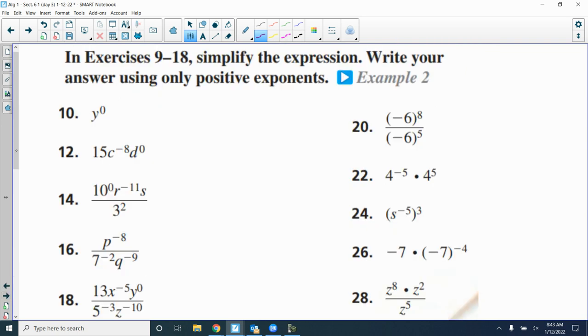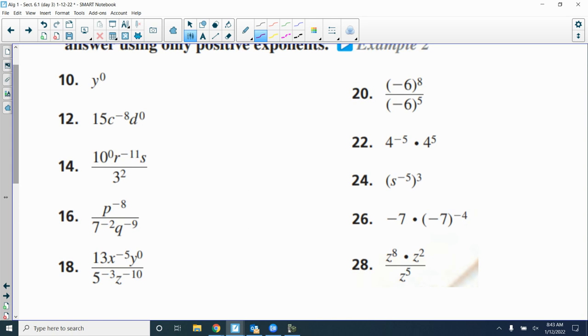What'd you guys do here? I had to do 10 through 18? Oh, these are the problems we had to do right here, right? Yep. Okay. Did you have the homework written out, D? Or we're just going to go over it? Just gonna go over. Okay.